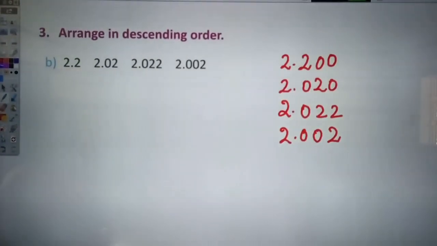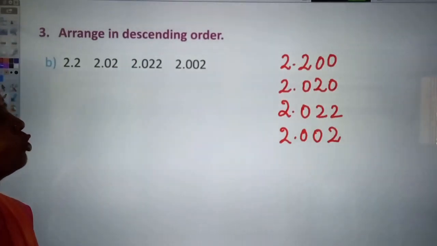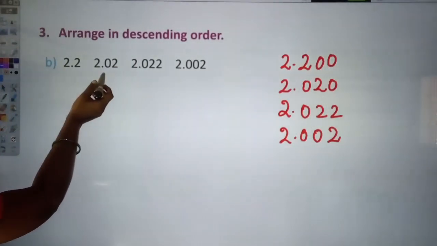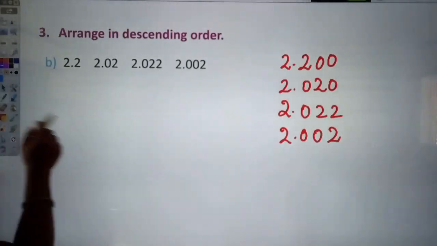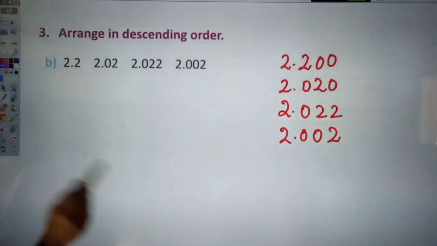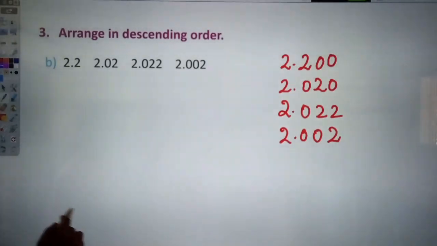Arrange in descending order. What is meant by descending? Greater number to smaller number. We have to write like that. So see, these are all unlike decimals here. First we have to convert the unlike decimals to like decimals. Then only we can compare the numbers, which is greater and which is smaller.